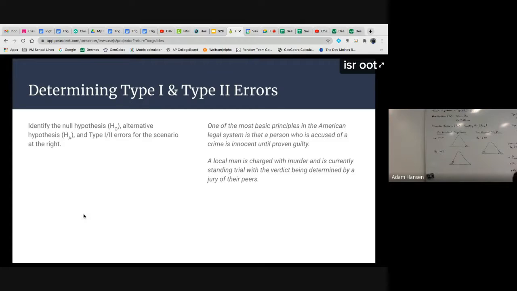What does the jury assume for the null hypothesis? That the defendant is innocent. We assume you are innocent until the prosecution proves otherwise. The burden of proof is on the prosecution. They have to prove the man guilty, right? Because we assume he's innocent to start. So what's our alternative hypothesis? Say it. He's guilty. The defendant is not innocent, or guilty.